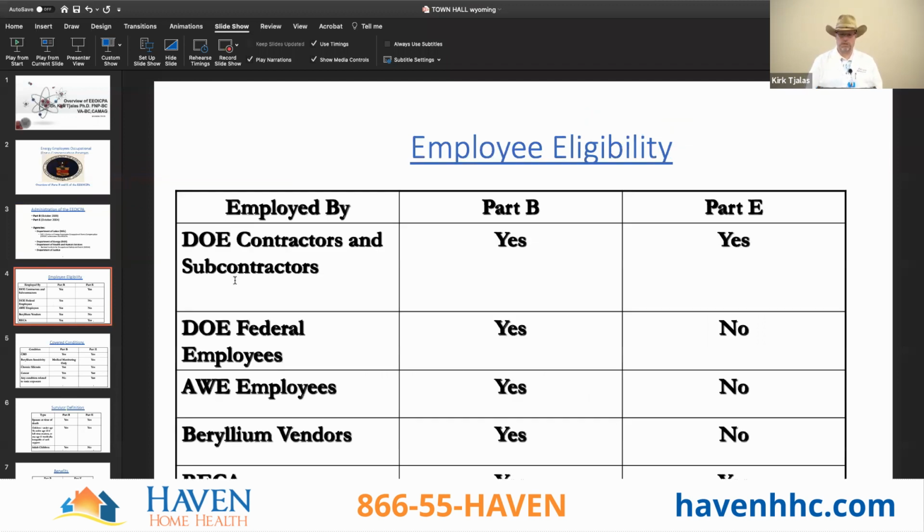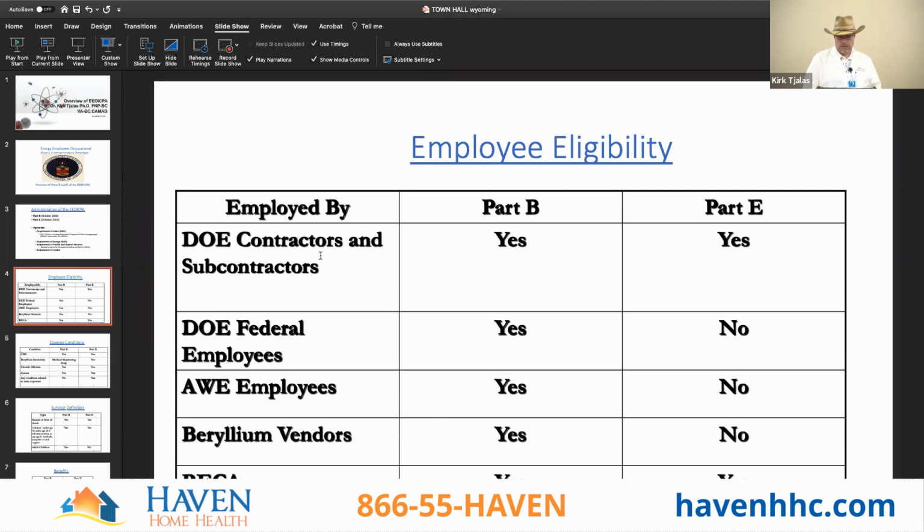The easiest way to look at this is Part B and Part E, because there are 2 different parts in each program. You may be eligible for benefits in Part B and not eligible in Part E, or you may be eligible in Part E and not eligible in Part B. As we get into the weeds and the semantics of this, it's important to look at each individual case, because you can get lost, you can fill out a lot of governmental paperwork, and it can still be very confusing.